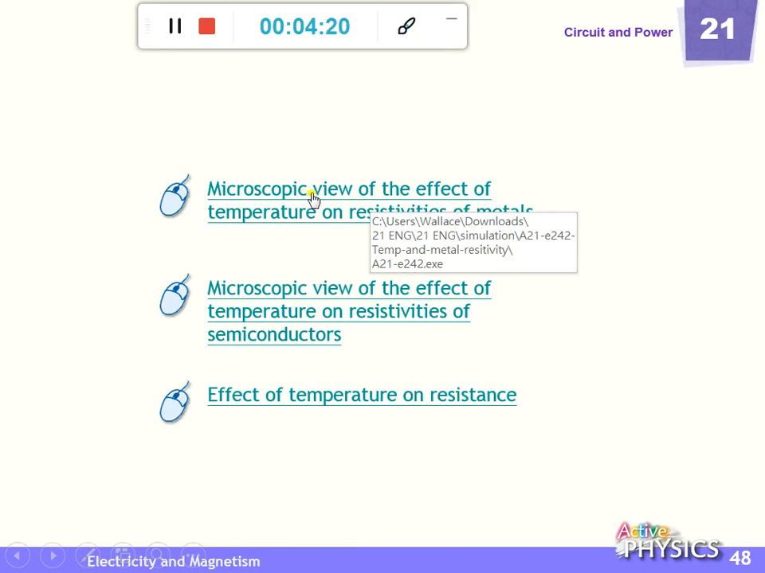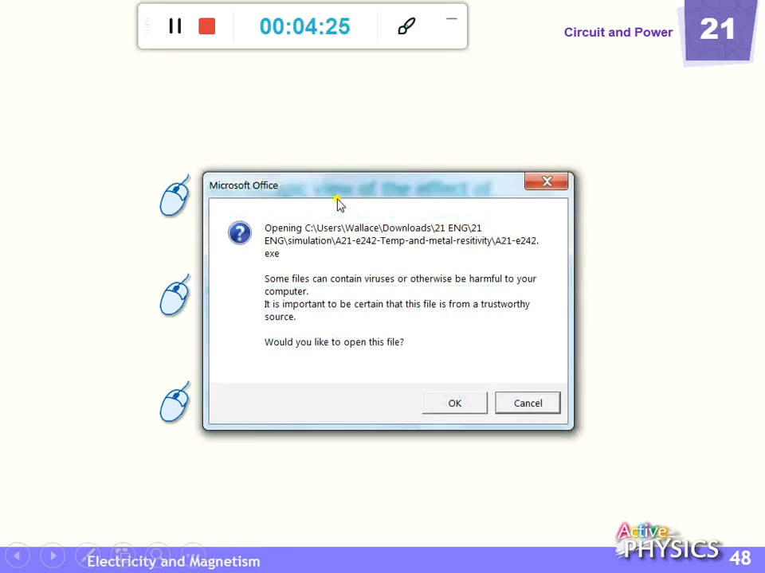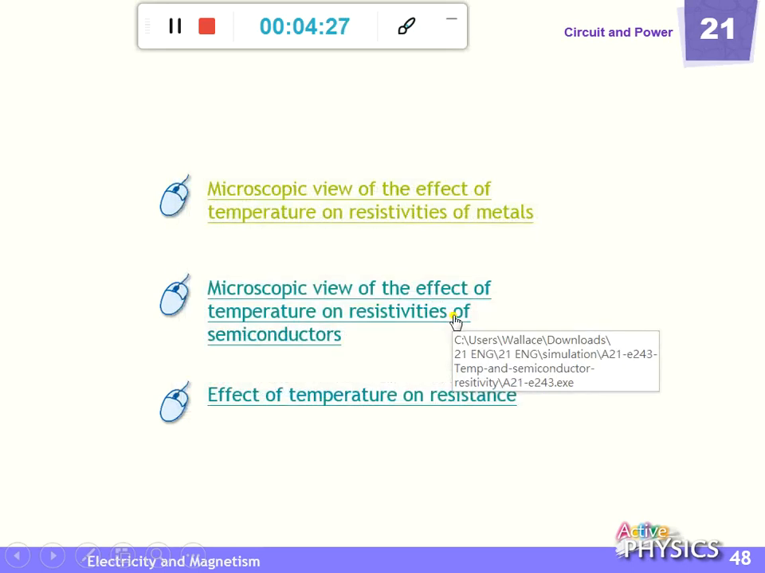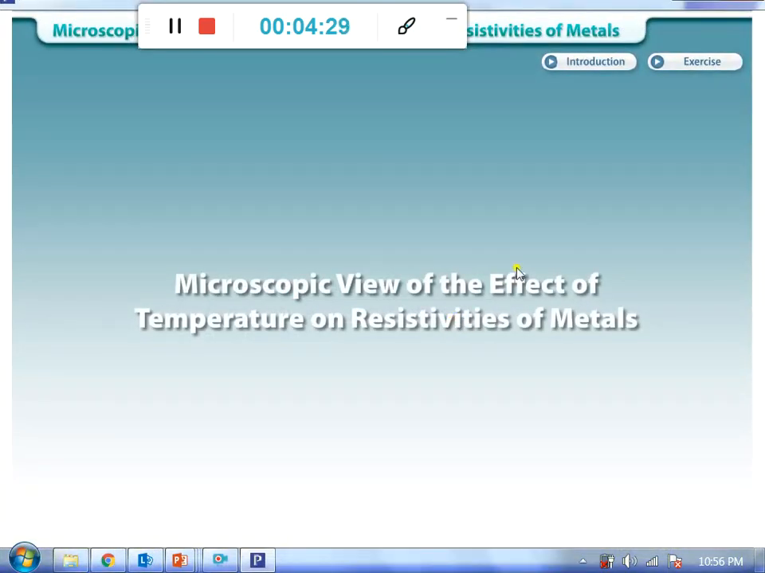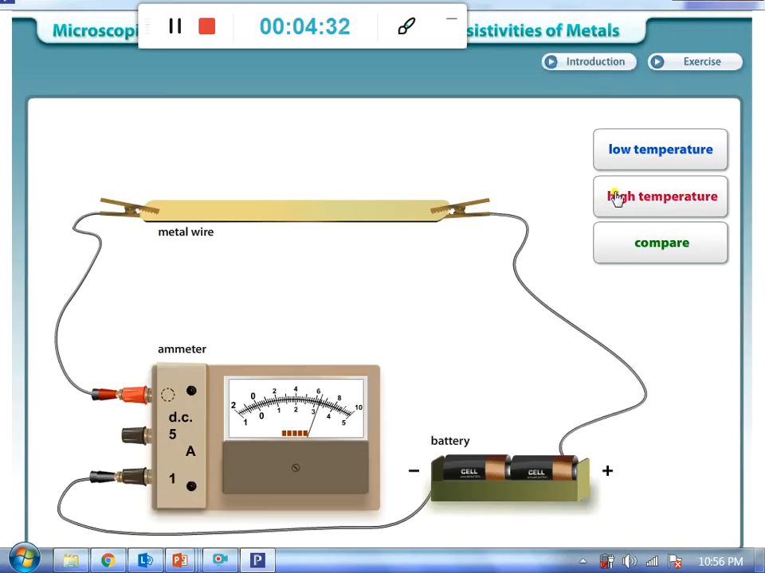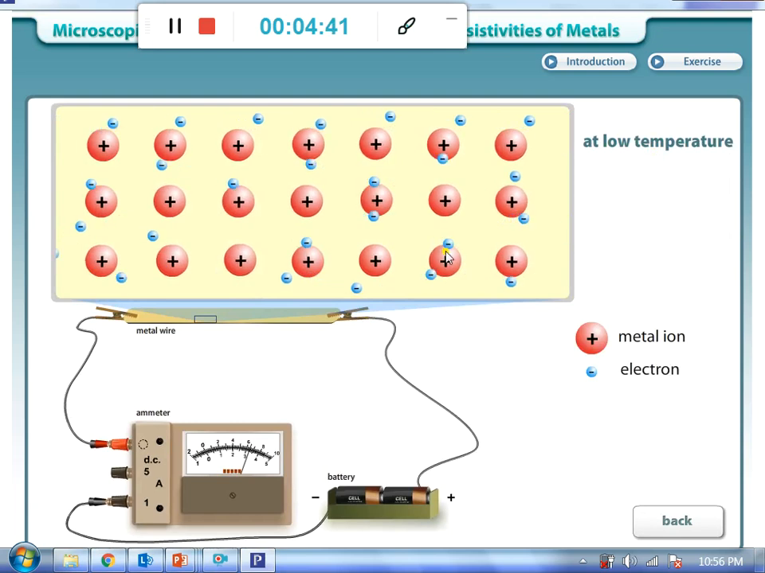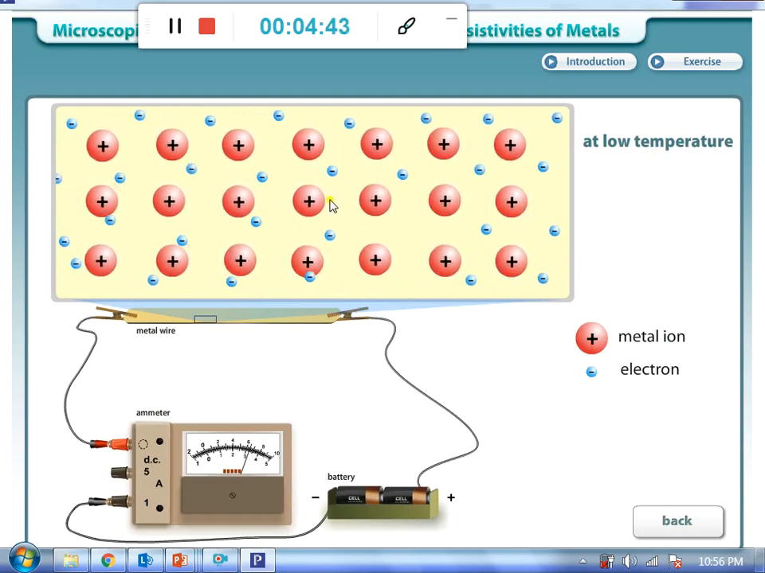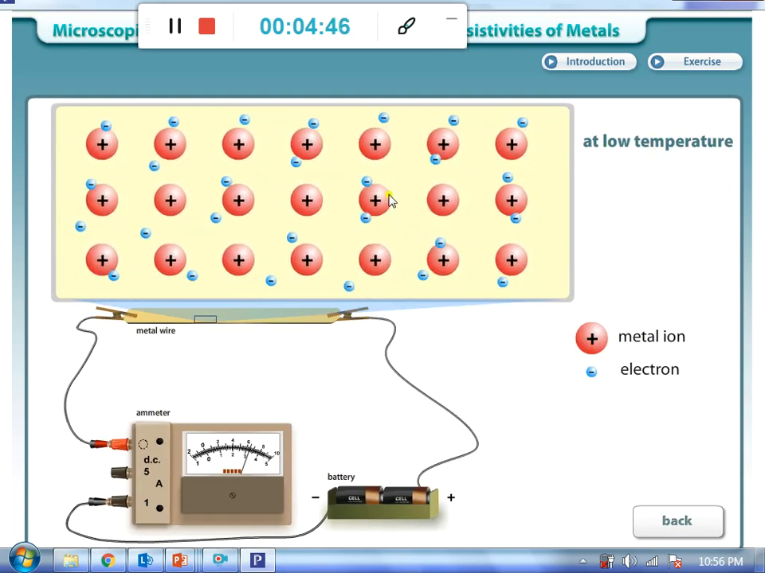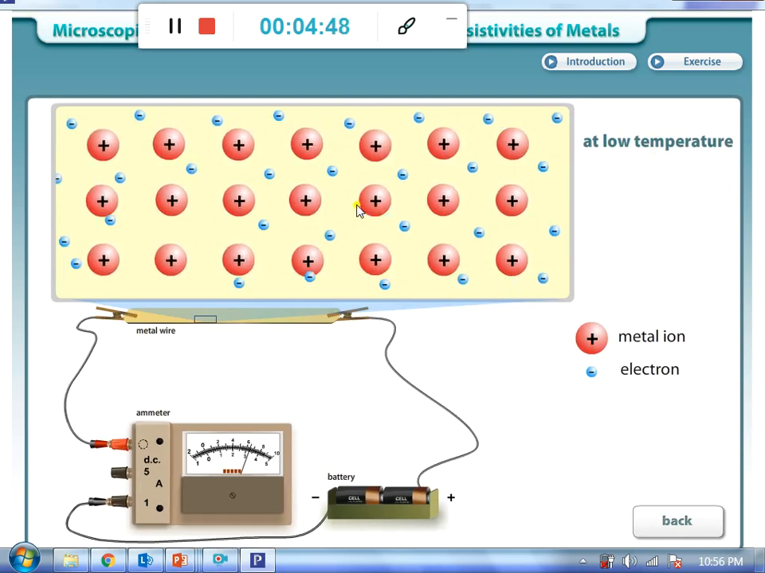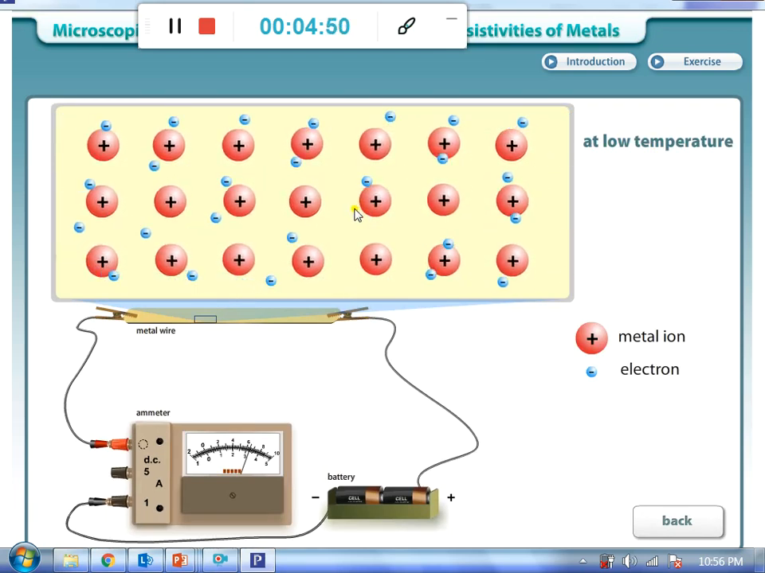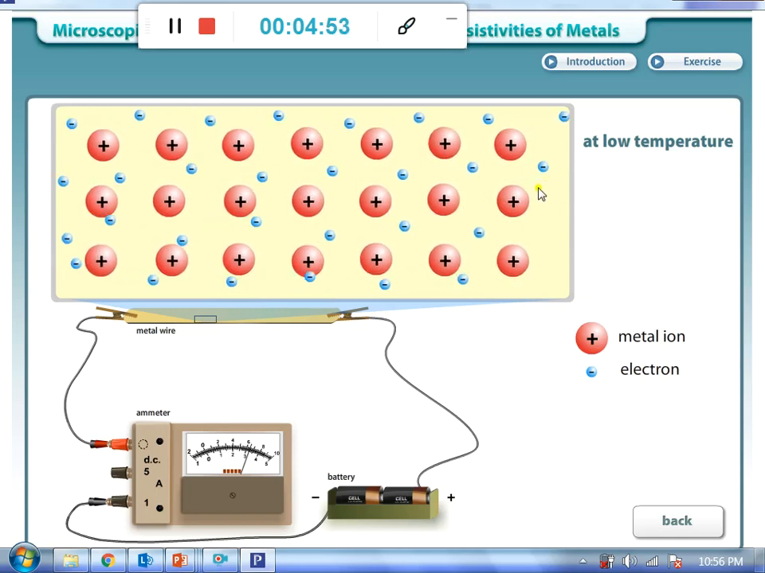The microscopic view just looks at what is going on, that's all. Here, this one is the metal wire, low temperature will be this case. All the atoms will vibrate. And also, because this one is the metal, we can see the electron sea. At low temperature it will be like that.